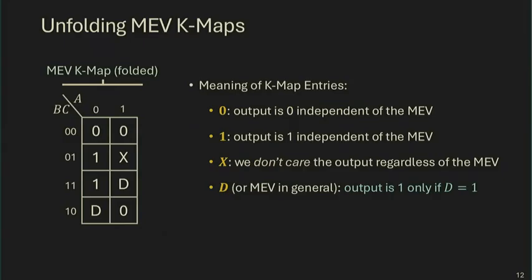If you see a 0, that means the output is 0 independent of the map entered variable, independent of this variable that you use as a map entry. If you see a 1 in a K-map, that means the output is just 1 based on these 3 variables, independent of D. If you see an X, that means we don't care about the output regardless of the MEV. If you see this map entered variable, that means the output depends on this additional variable.